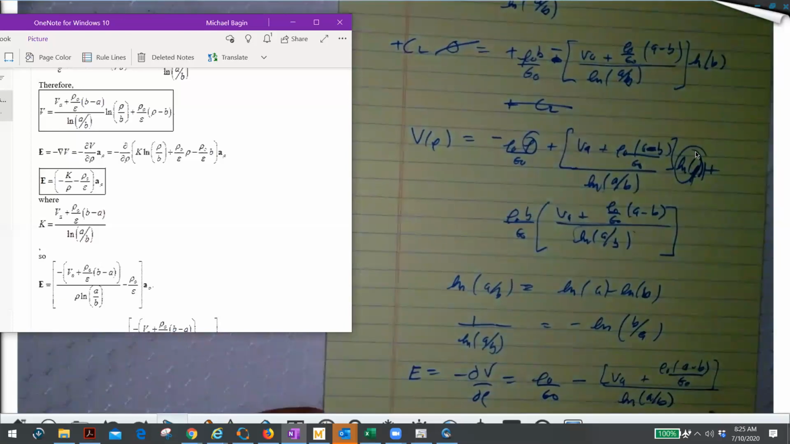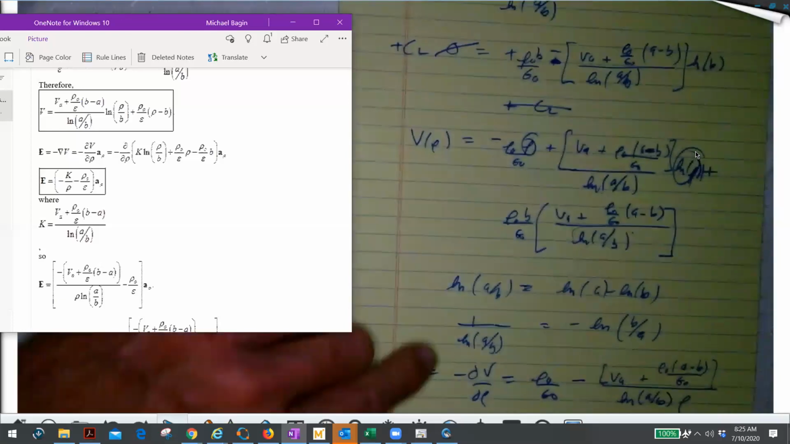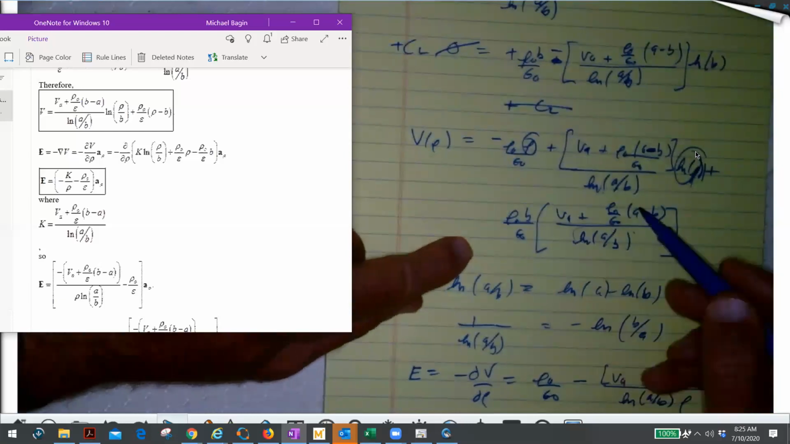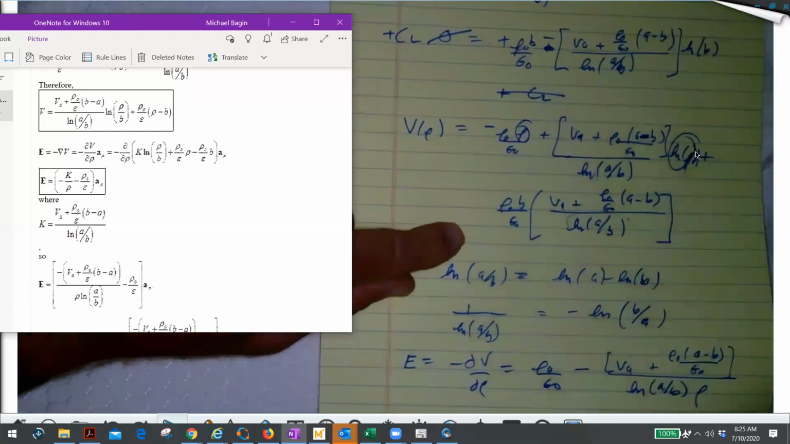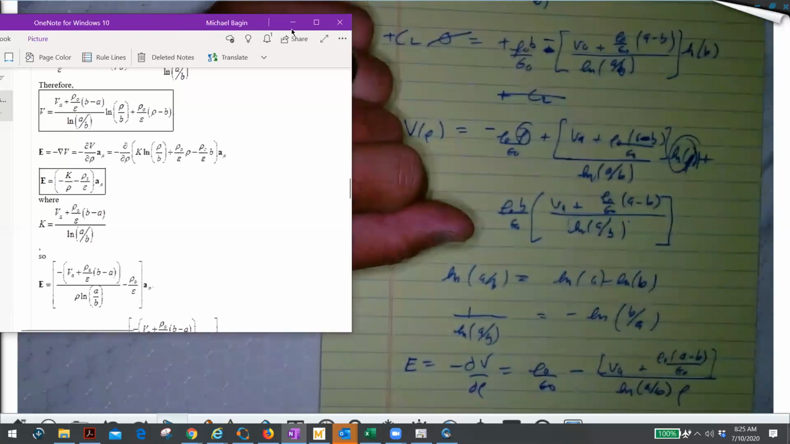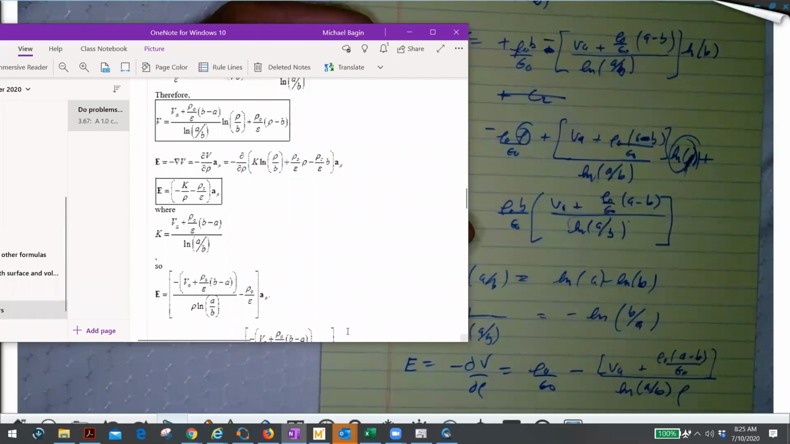And I have a 1 over rho here. And this term would go away because it's just a constant when I take a derivative. So that would be the E field. Let's see what he has for the E field. He actually has a plus or a minus rho naught over epsilon. Well, let's just see for a second.